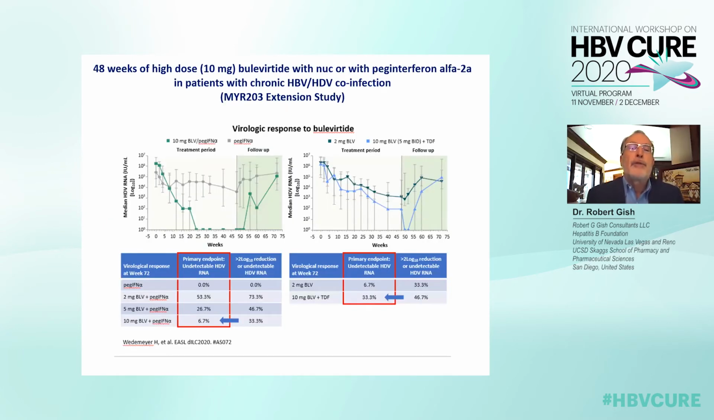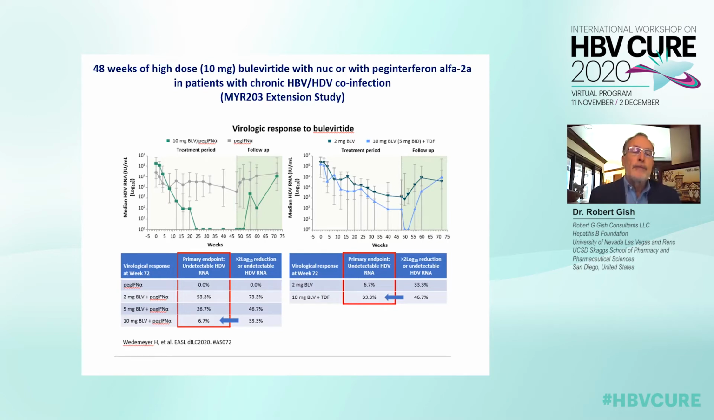Here in the upper graphs, we're showing the representation of the median delta RNA reduction. In green is the Bulevirtide plus PEG interferon, the gray line PEG interferon monotherapy. In the right graph, you're looking at viral decline on combination therapy in blue, Bulevirtide 2 milligrams, and the dark green.